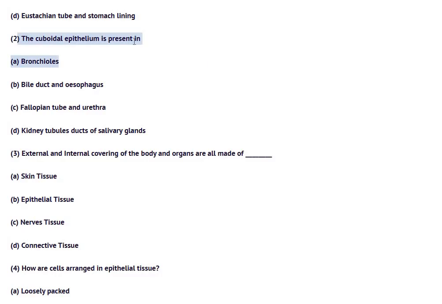The cuboidal epithelium is present in bronchioles, bile duct, esophagus, fallopian tube, kidney tubules, or kidney tubules and the ducts of salivary glands. External and internal covering of body organs are made up of, of course, epithelial tissue.